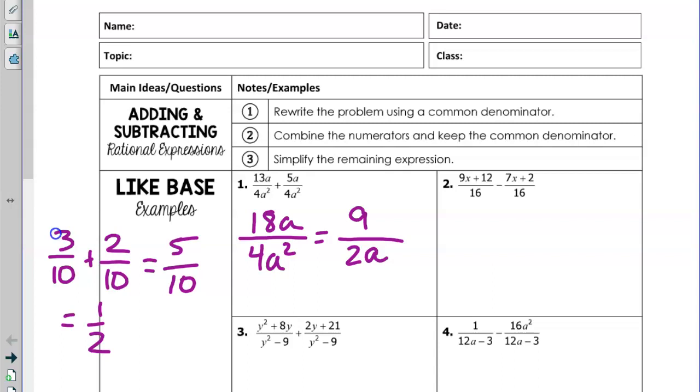So again, the denominators didn't change. We only combined those numerators. First, I was so confused for a second because I thought the part on the side was part of that problem. And I was like, no, this is just showing you early elementary.